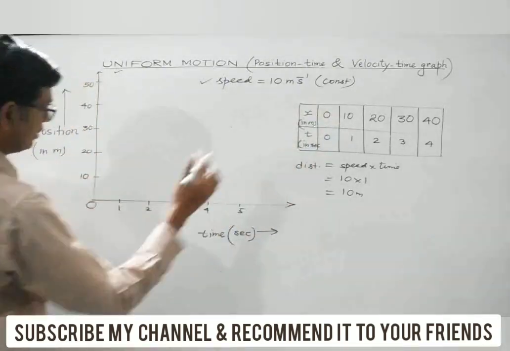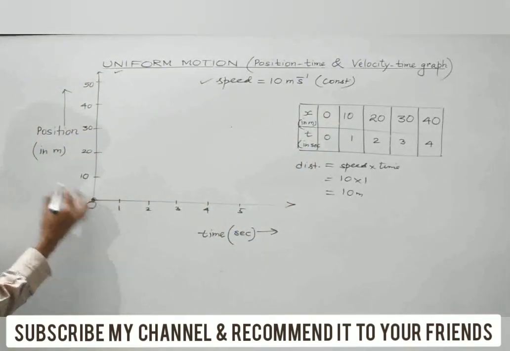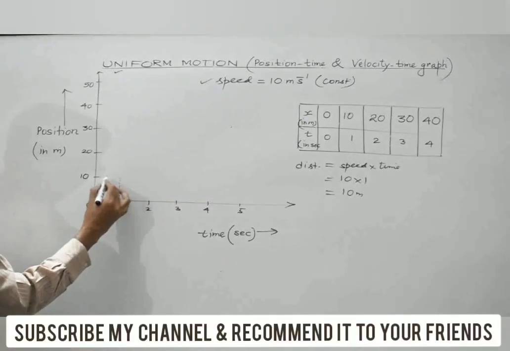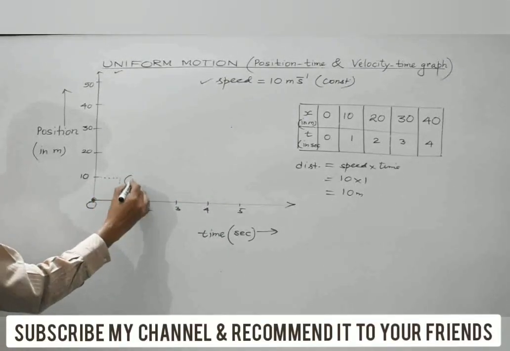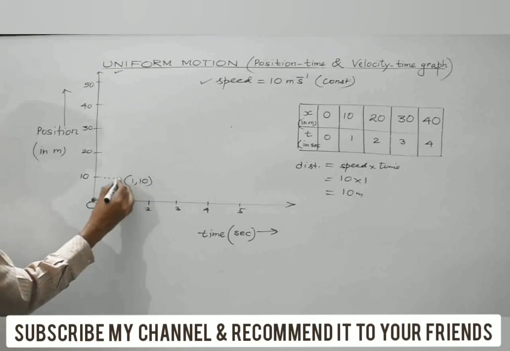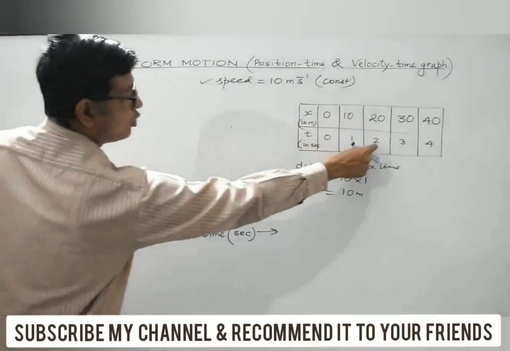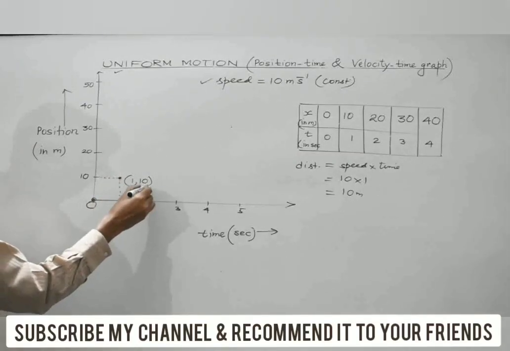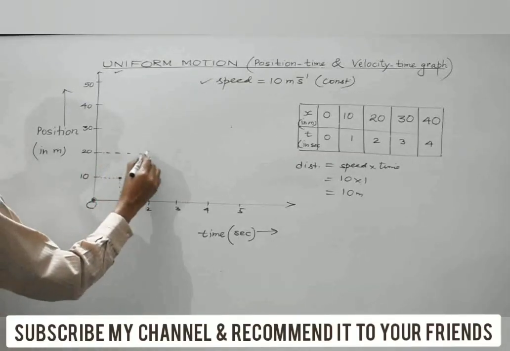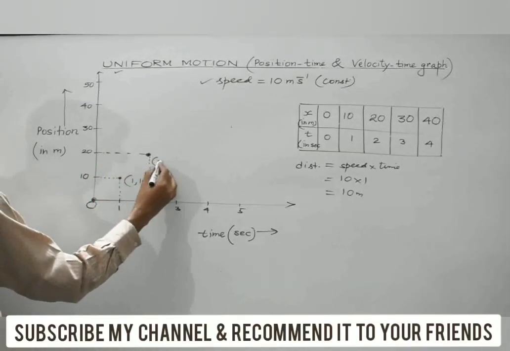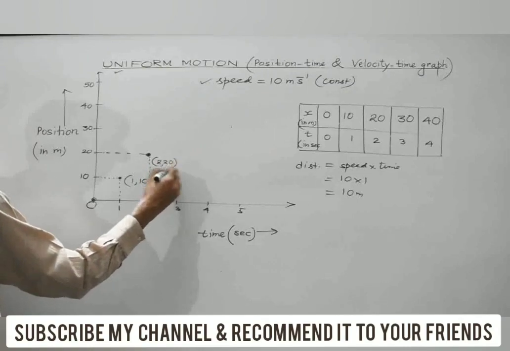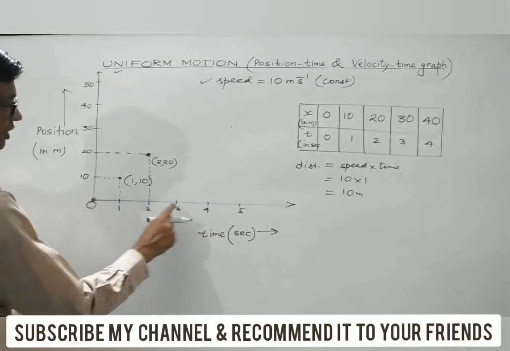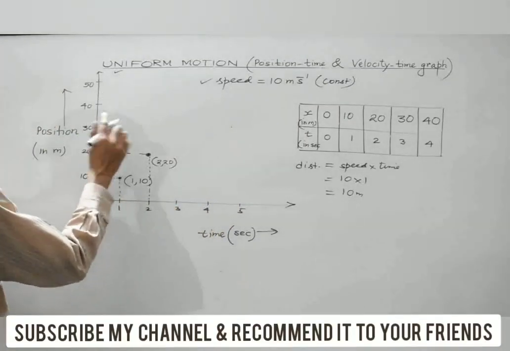Okay, the first point is (0, 0). This is where the first point lies. Then (1, 10), 1 and 10. That's the abscissa and ordinate. This is 1, this is 10, right? This is the point. Next (2, 20): time is 2 and this is 20. This is the point, (2, 20), right? Third is (3, 30). This one is 3 on the time axis and position is 30.